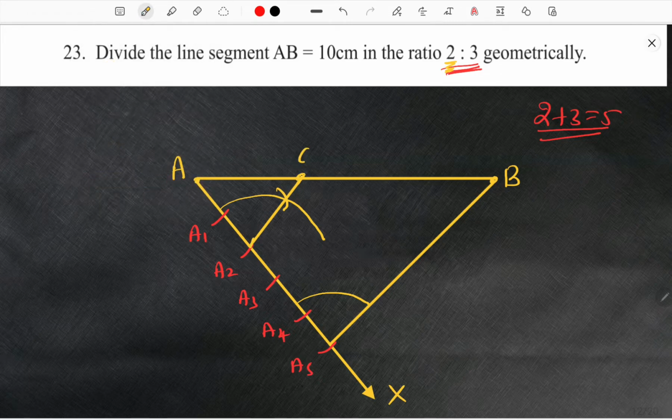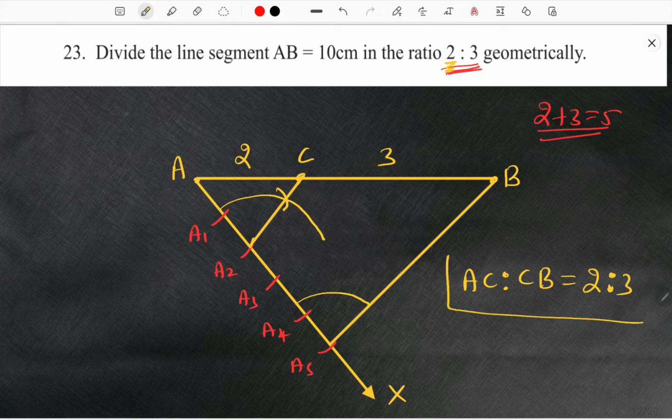Now name it as C. Now AC will be 2 parts and CB will be 3 parts. You must be thinking this is very small, this has become very big. So definitely this is 2 parts and this is 3 parts. This is how you are supposed to do the calculation. Alright, now here you have to write AC ratio to CB, which is equal to 2 ratio to 3.